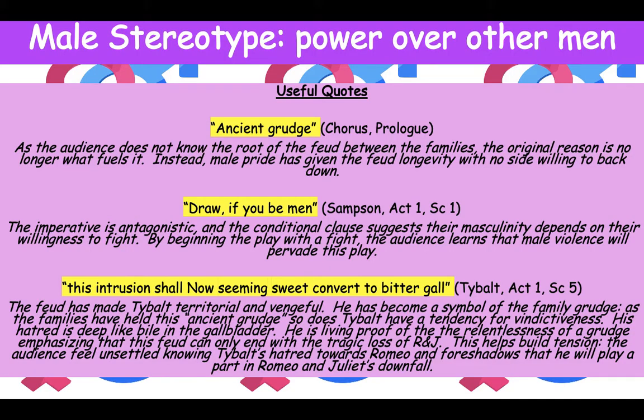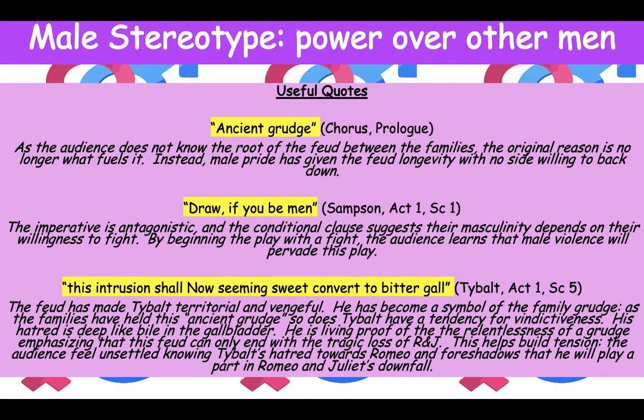And that's what happens. This is the problem with having these ideas about masculinity. Look at Samson at the beginning of the play. We're thrown into violence when he says, "Draw if you be men." The imperative, that being draw, is antagonistic, and the conditional clause, if, suggests their masculinity depends on their willingness to fight. If you're men, then you should be drawing your swords right now and fighting.